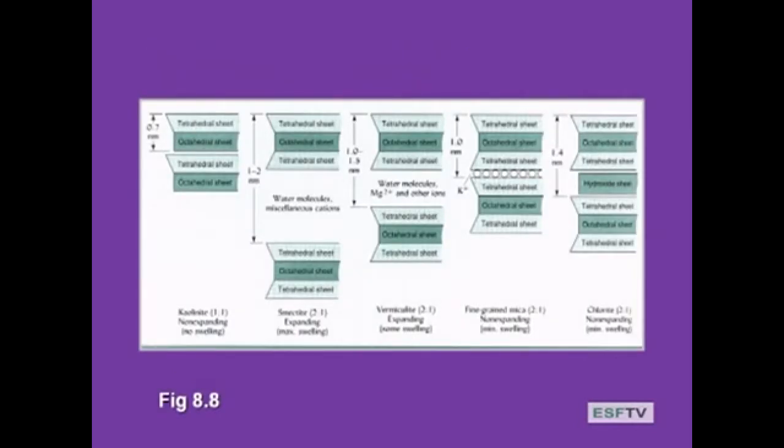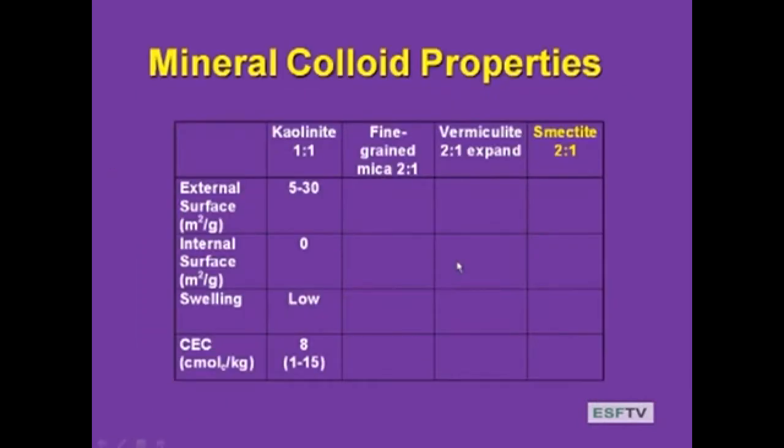Recall this, figure 8.8, our model showing kaolinite, smectite, vermiculite, fine-grained mica, and chlorite. We explained the ratio of tetrahedral and octahedral sheets, covalently bonded, the interlayer spaces, and the differences in these clay types based on the classification of these 2-to-1 layers, and what's happening in between, hydrogen bonding and so forth. And we left off with this table.